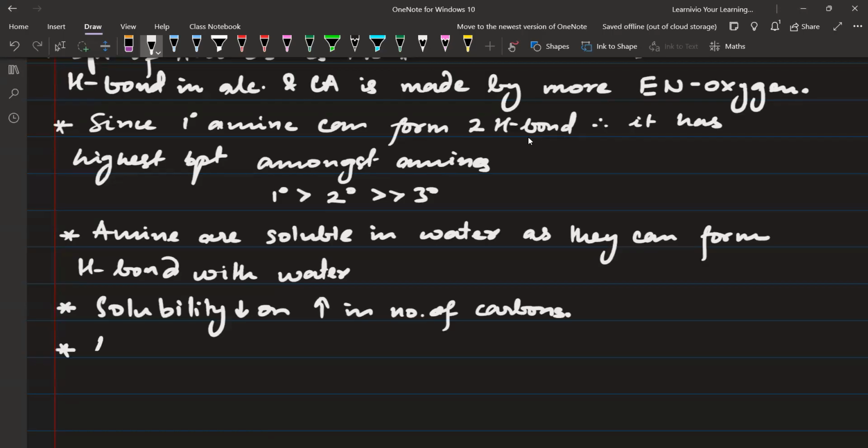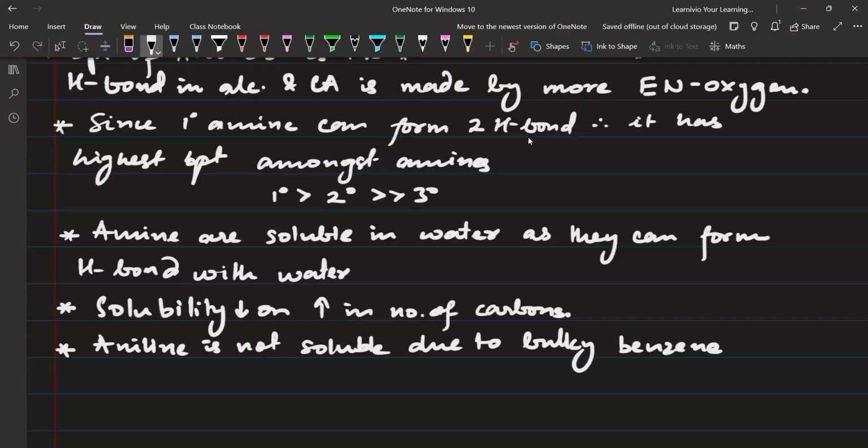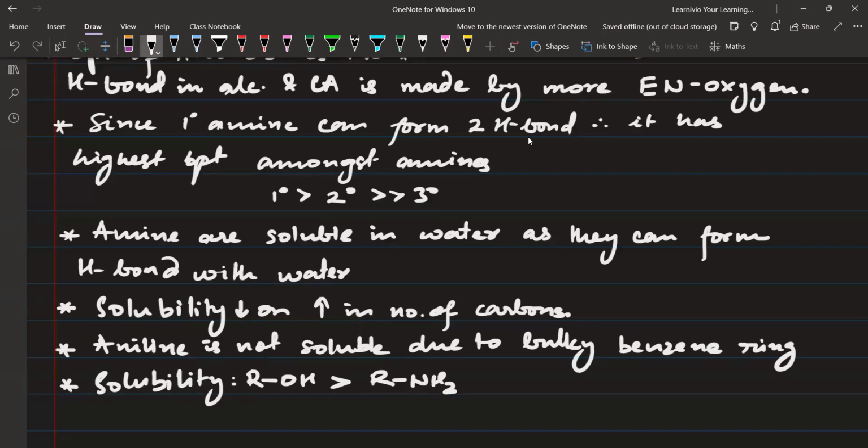Last point, in the physical properties, aniline is not soluble due to bulky benzene ring. Last point, if I talk about the solubility, then in this case, alcohols are more soluble than amines. है ना? The reason is same, since hydrogen bond in alcohol is made by more electronegative oxygen atom. So this is all in the physical properties.